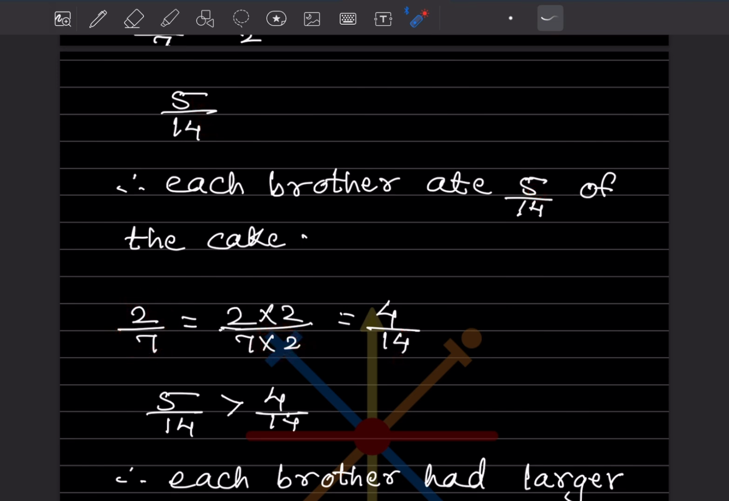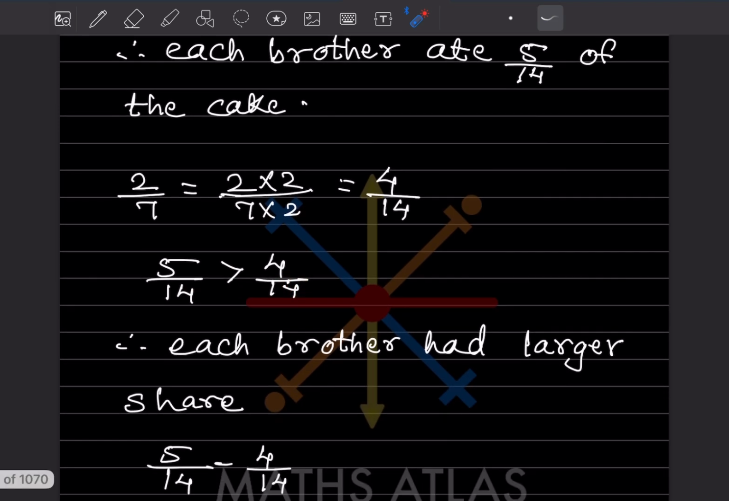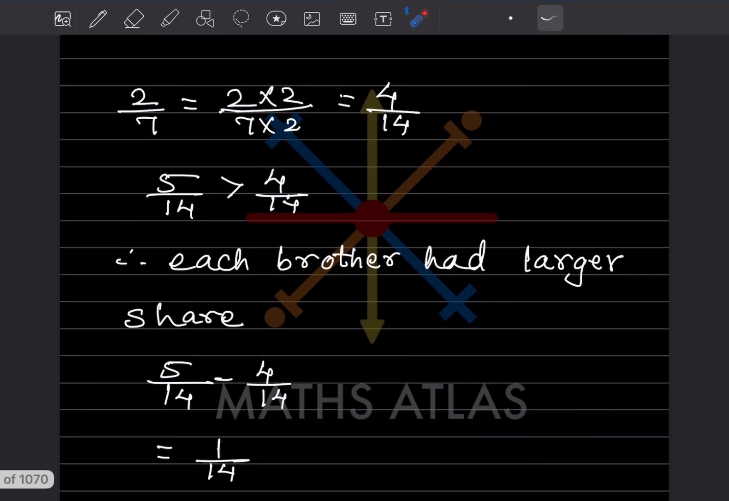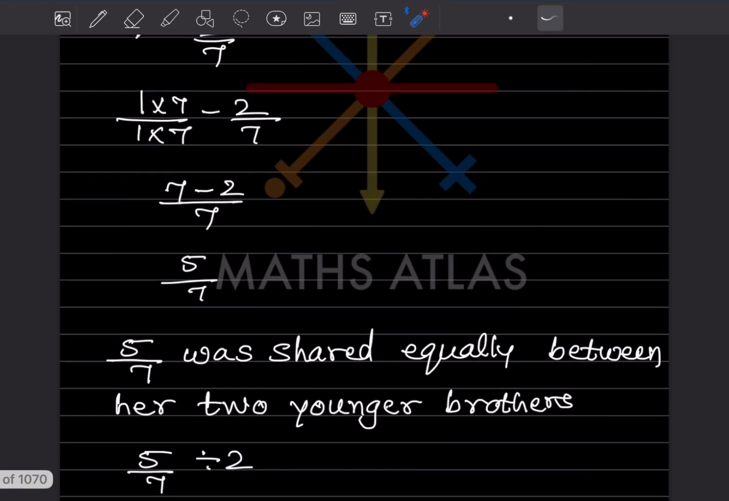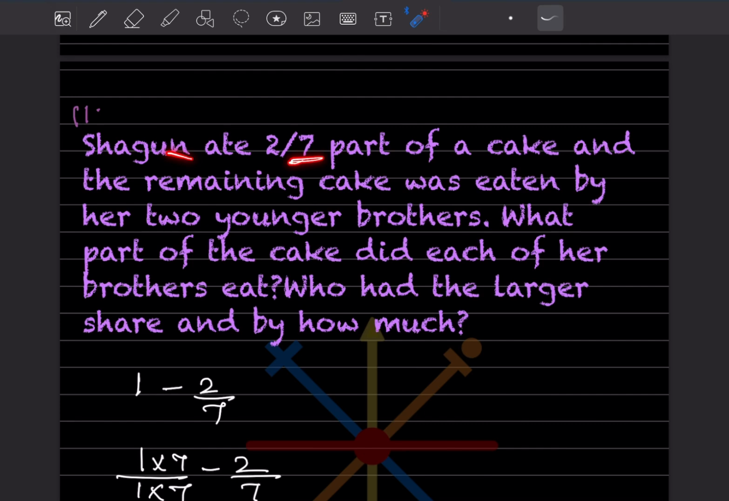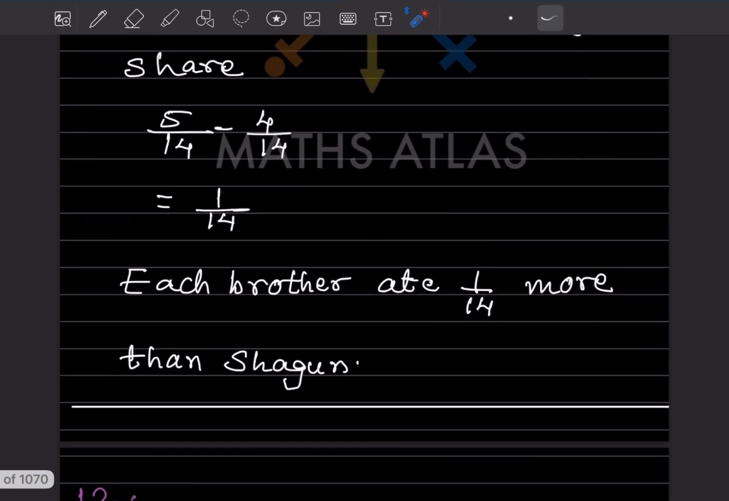So here what is it? Here 5 by 14 is greater than 4 by 14. So we can say each brother had a larger share, because they are getting 5 by 14, because this was for the brothers. So now by how much means from this 5 by 14, these are for the brothers, and this 4 by 14 was for Shagun. So here when we subtract this, that is going to be 1 by 14. So we can say each brother ate 1 by 14 more than Shagun.